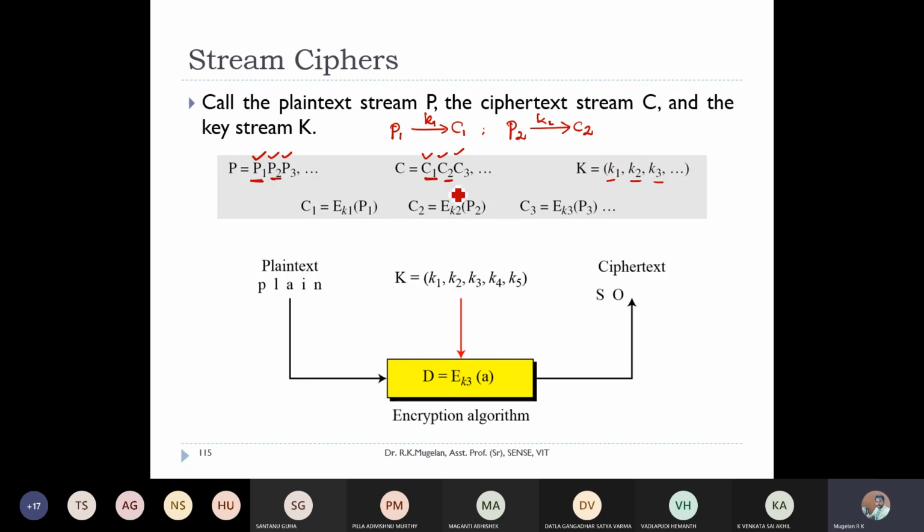That is, the encryption will be a one-to-one mapping. That is, if you have a P here, this will be encrypted as S using the key called K1. L will be encrypted as O using a key called K2. This is how a stream cipher works out.